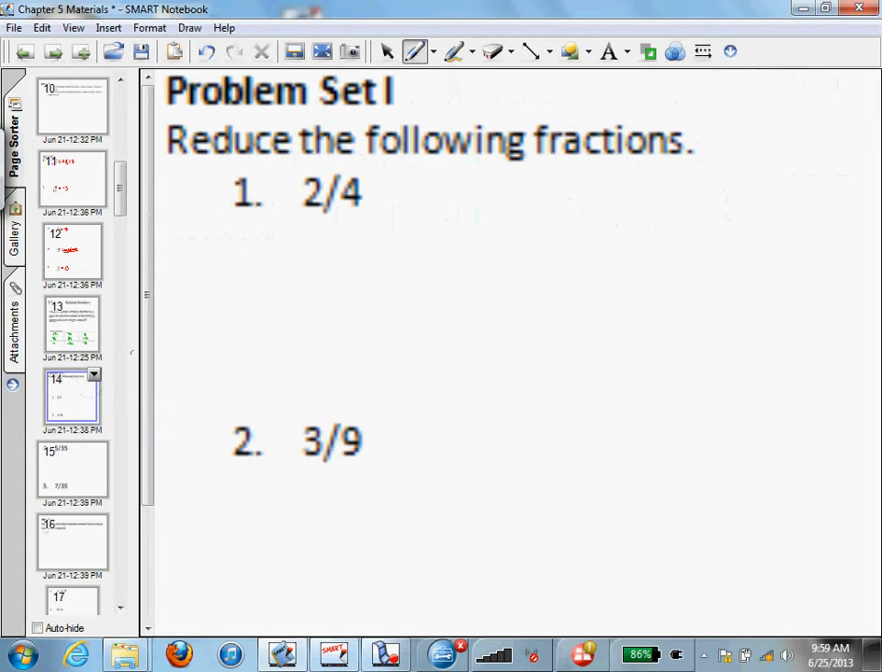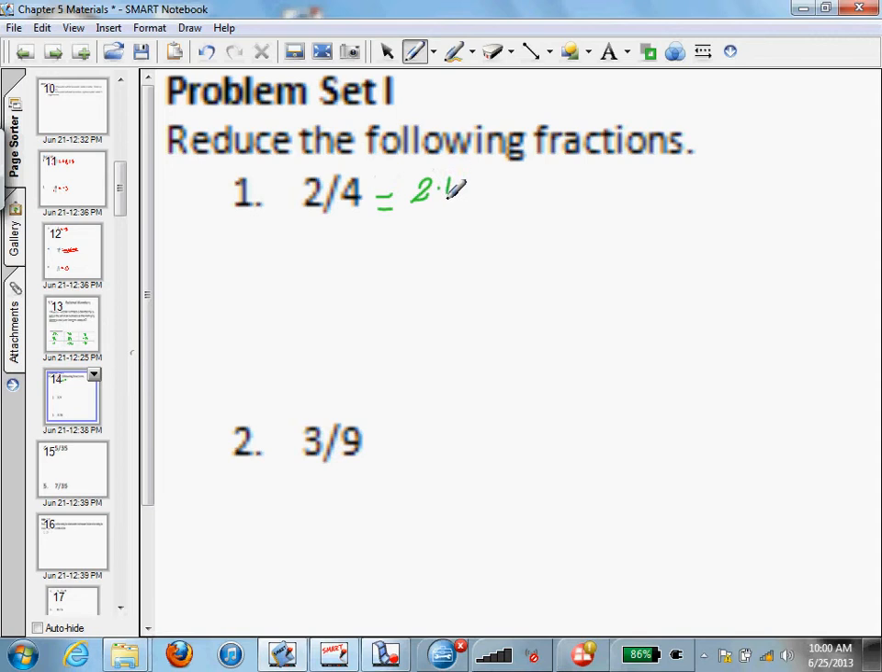Okay, so now we're going to look at actually reducing fractions. So the best thing to do is refer back to your multiplication rules. If you're pretty good at multiplying, then you're going to be pretty good at being able to reduce a fraction. So we have 2 over 4. Well, think of the smallest things that it can be broken down into.